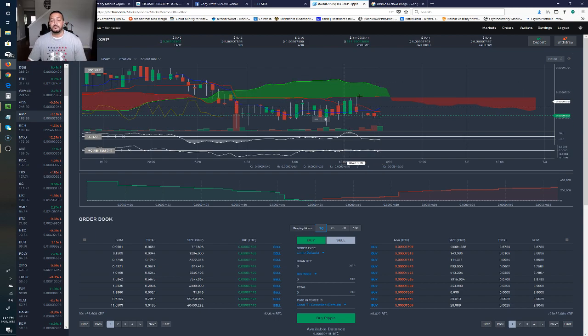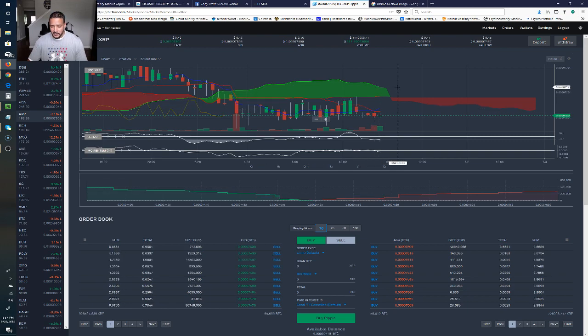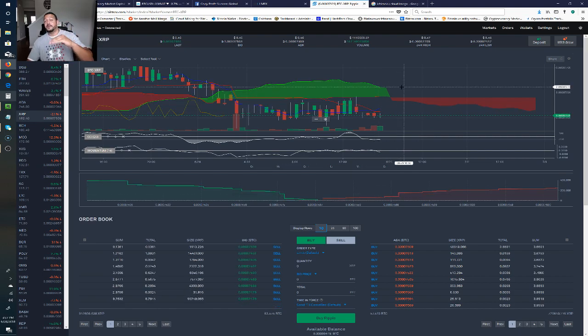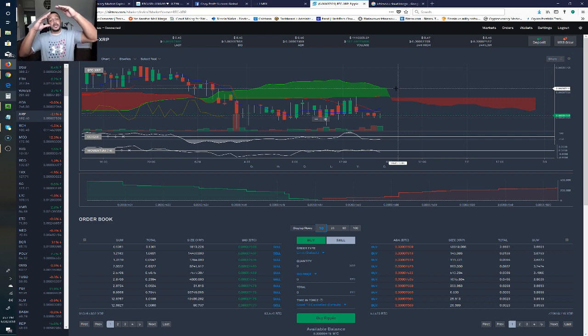Why? Because it's still below the cloud. You've got to wait till blue and red go above the cloud and the candlesticks are above the cloud. That's when you buy, when the blue and red are above the cloud and the blue line is above the red line. That's when you buy, because that's when it starts to trend. And you ride the wave until you start to see the blue line go back into red. And then you have to factor in, do you want to sell there?